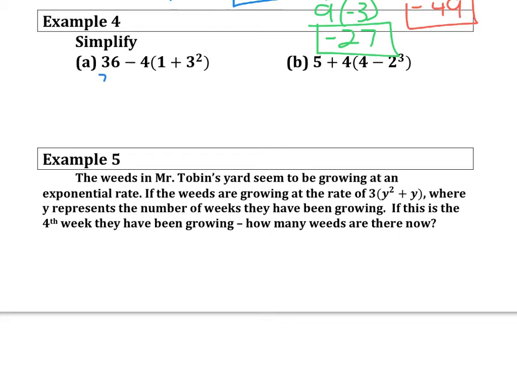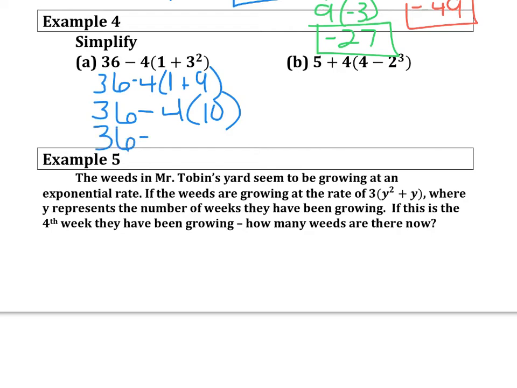And so that will end up giving us 36 minus 4 times 1 plus 9. Now I can simplify within the parentheses. So we'll have 36 minus 4 times 10. And I know I need to do multiplication before my subtraction, so I have 36 minus 40. Now I'm taking away a larger number from a smaller, so I know I'm going to find the numbers' difference, but I'm going to go into the negatives, giving me a final answer of negative 4.